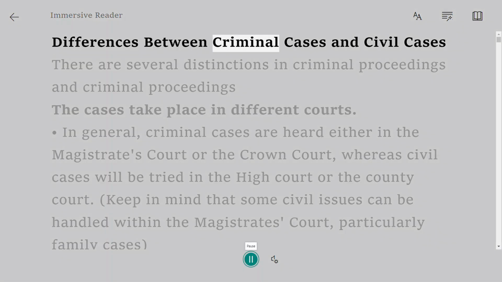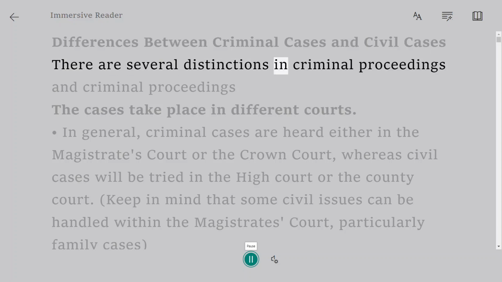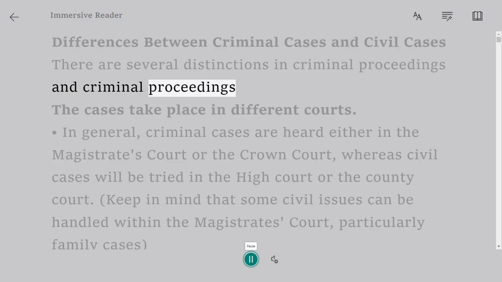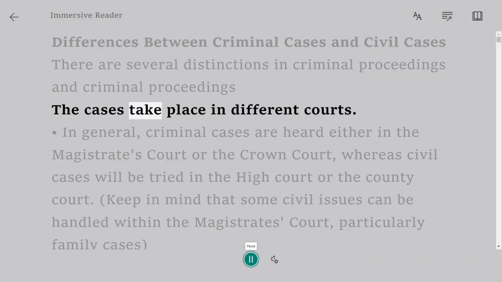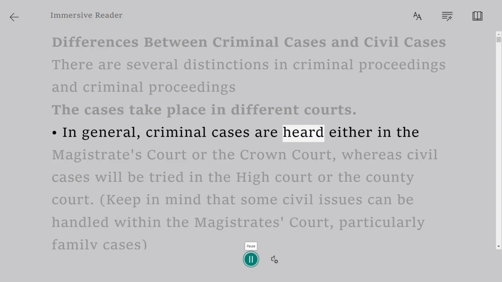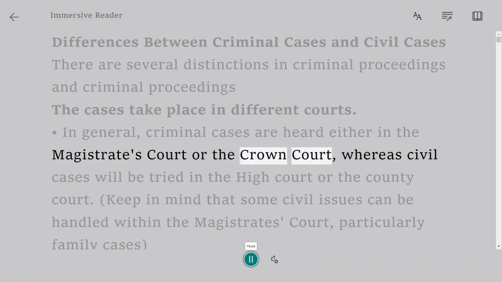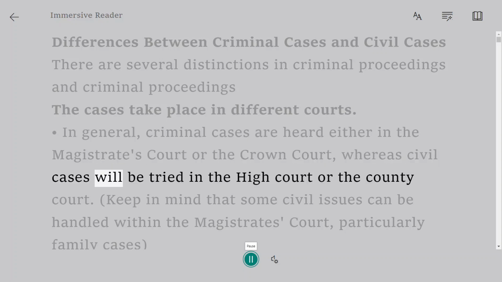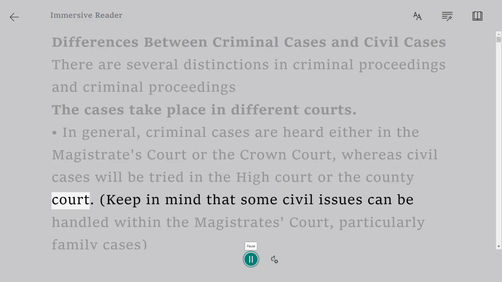Differences between criminal cases and civil cases. There are several distinctions between civil proceedings and criminal proceedings. The cases take place in different courts. In general, criminal cases are heard either in the Magistrates Court or the Crown Court, whereas civil cases will be tried in the High Court or the County Court.